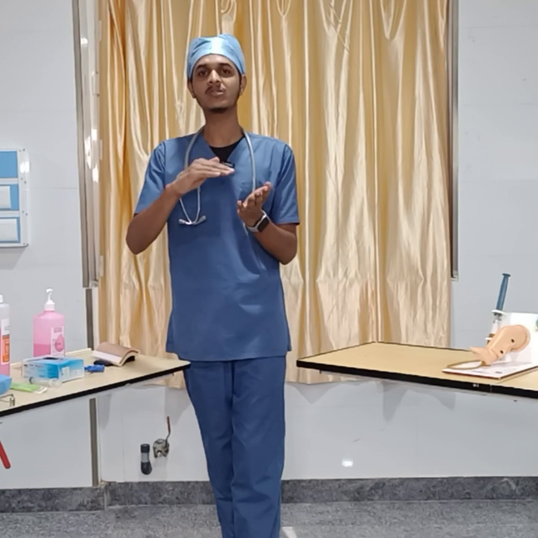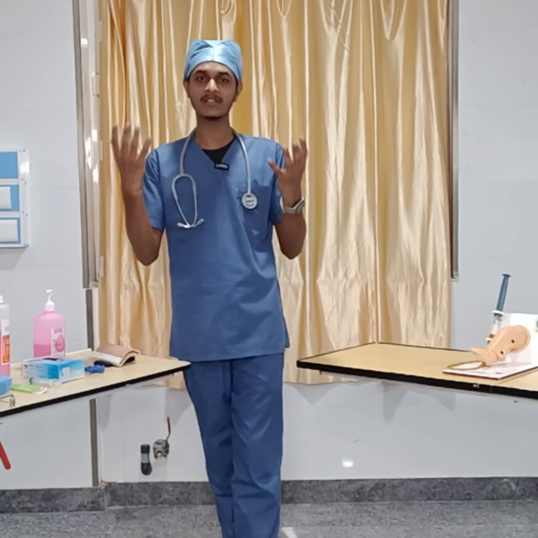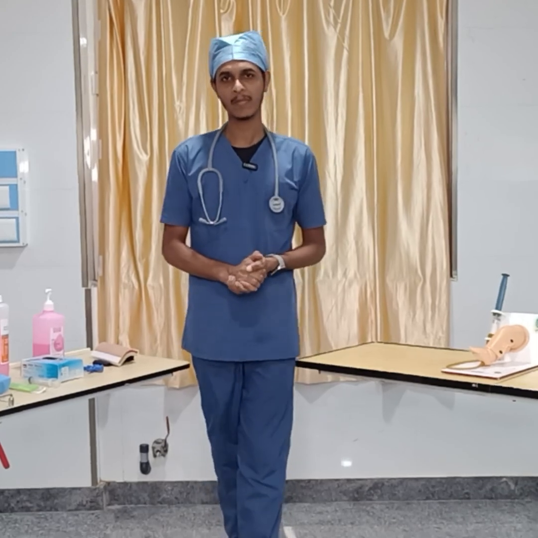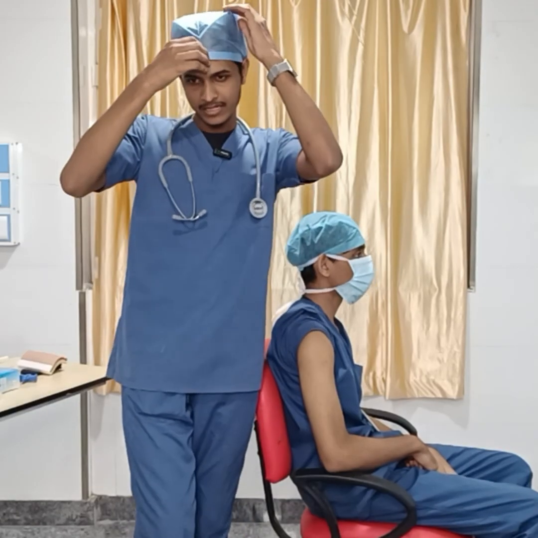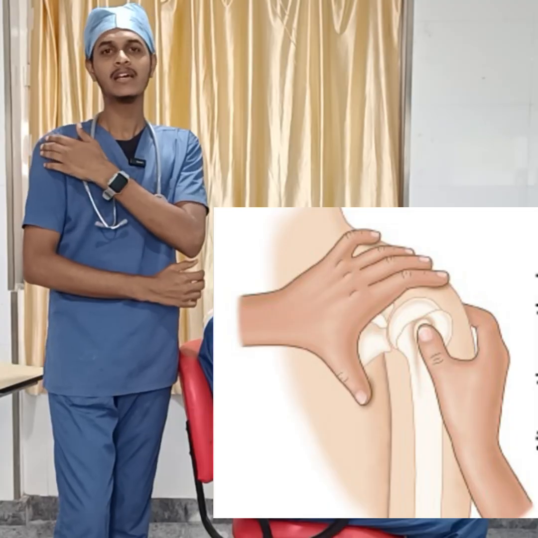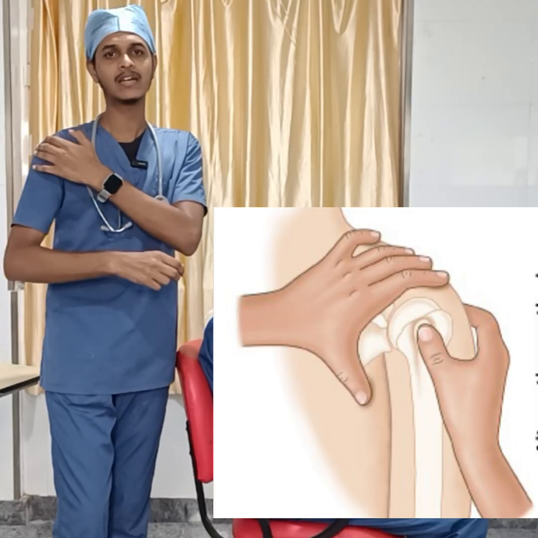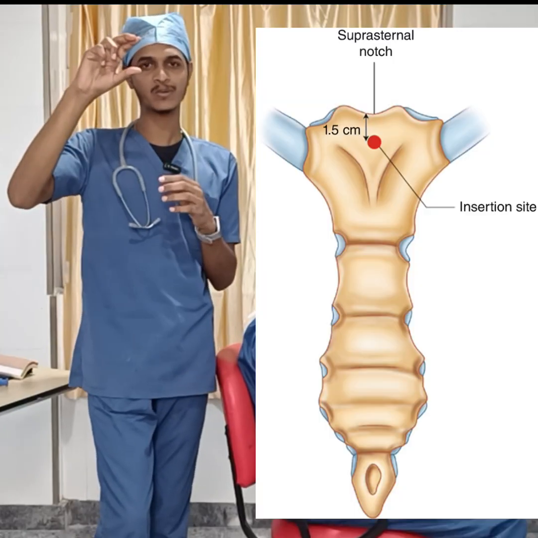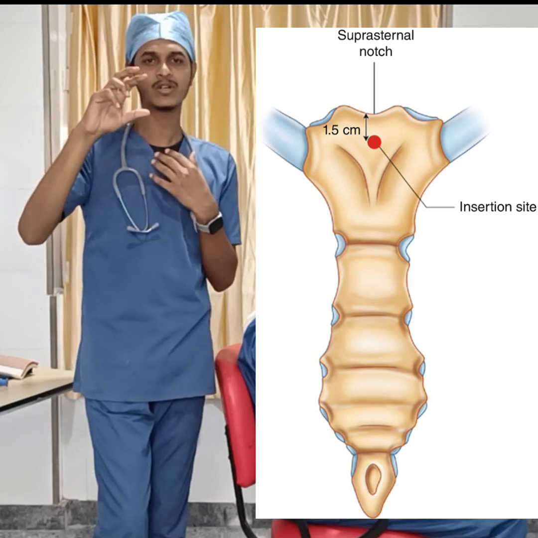Then we'll move on to the next thing: how to do the insertion, and what are the various sites we have for IO insertion. Site wise, commonly we are going to pick the long bones. First is the humerus, where we pick the proximal head of the humerus. Second site is the manubrium of the sternum, the top portion.